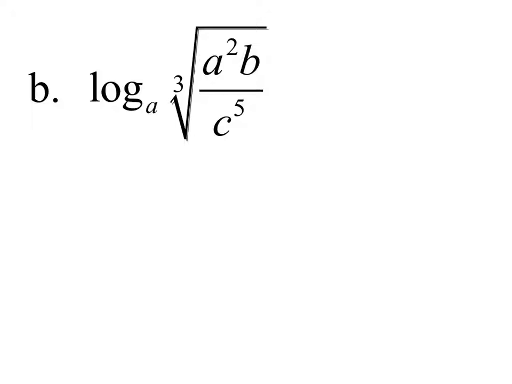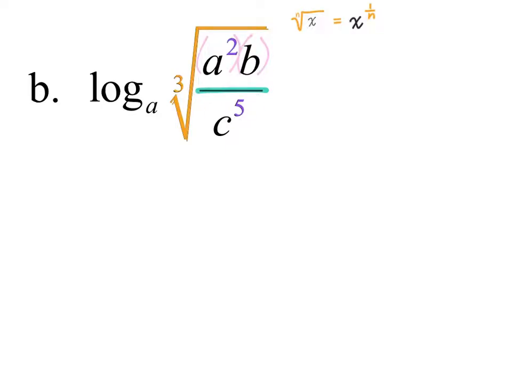The first thing we're going to take care of is the radical. Then we'll take care of the division. Then we'll take care of the multiplication of a squared times b, and then we'll take care of the remaining exponents on the a squared and the c to the fifth. So we need to remember that a radical is the same thing as a fraction exponent, so this cube root is the same thing as whatever expression is underneath the radical, all raised to the 1/3 power.